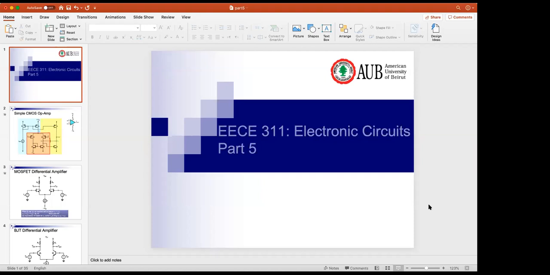And this part here is a common source amplifier. And this part here implements a differential amplifier using MOSFETs. And this is what we will focus on today.